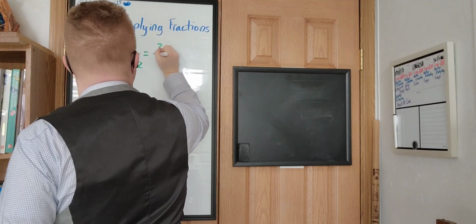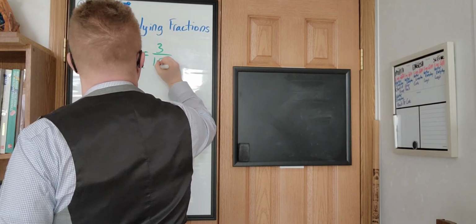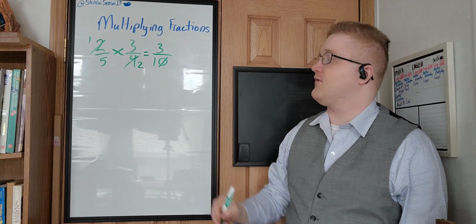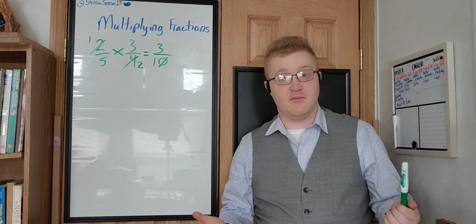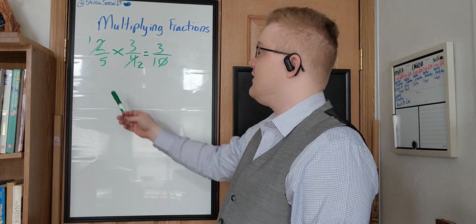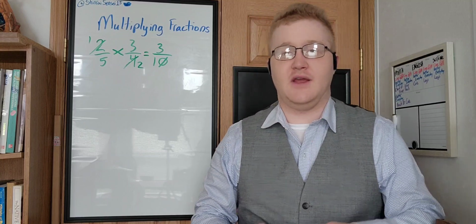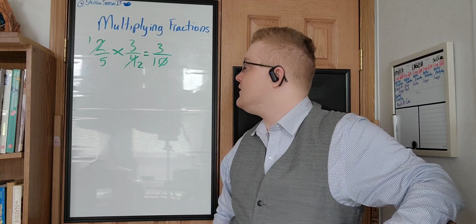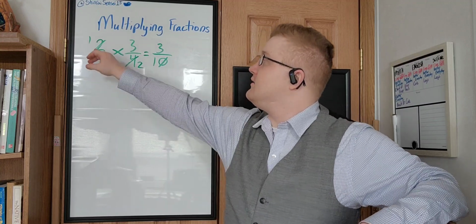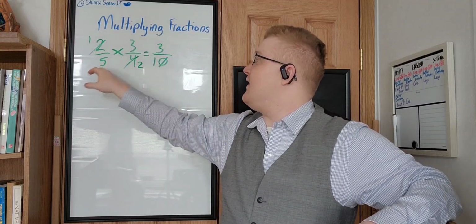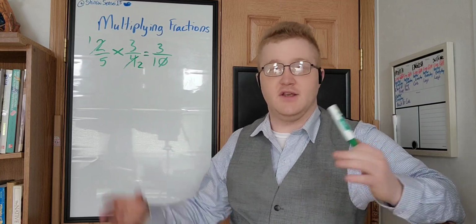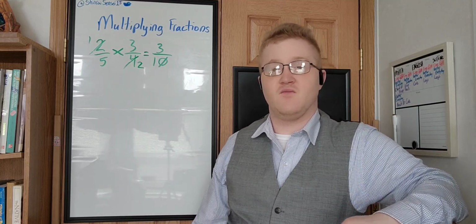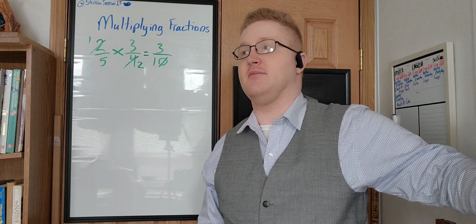which is 3/10. Yes, you have reduced that down and it has created an improper fraction, but for the purposes of the equation that you're solving, it doesn't change the value overall. So 1 times 3 is 3, 5 times 2 is 10. And you get the same answer. Very simple, very, very rudimentary.